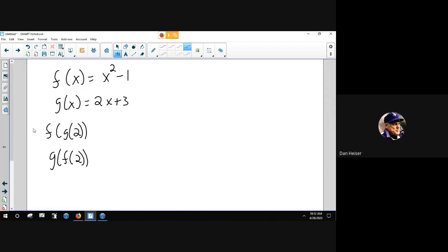So, we have 2, and we're going to plug that into g. So, find g of 2. G of 2, 2's inside the parentheses, goes into this spot. Looks like g of 2 is 7.